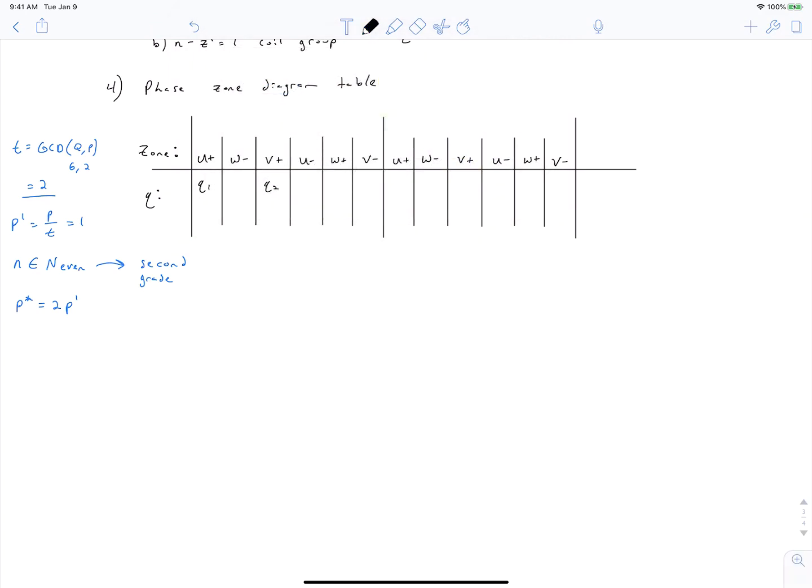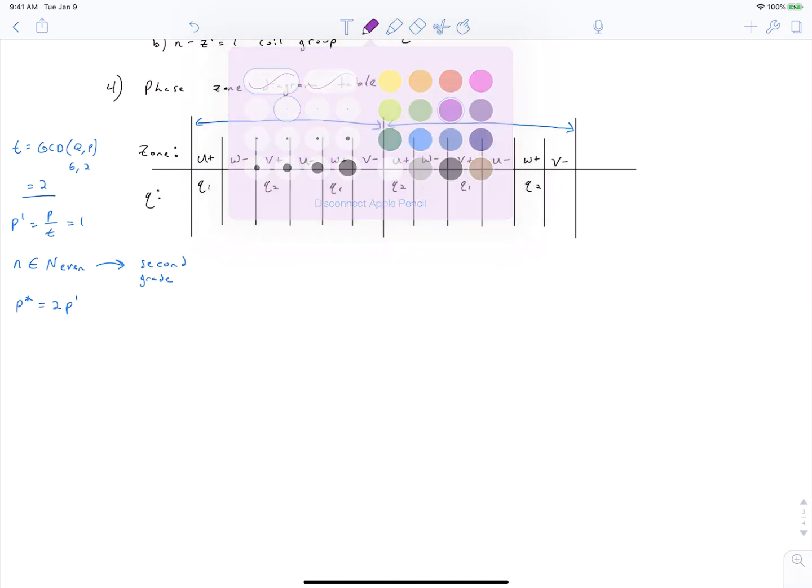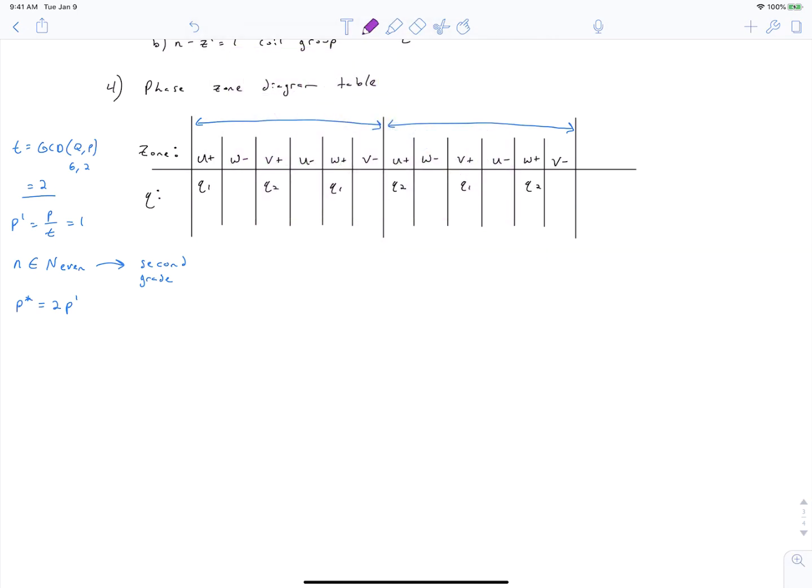Okay, now we're ready to start assigning coil groups. We know that our base winding has to repeat twice, so therefore we have 2 repetitions of this. Here's our first pole pair, and here's our second pole pair, because our base winding has 2 pole pairs in it. And so we've got 2 coil groups, so we'll just keep assigning these in sequence. We need the return side of our coil groups, so they will be over here.